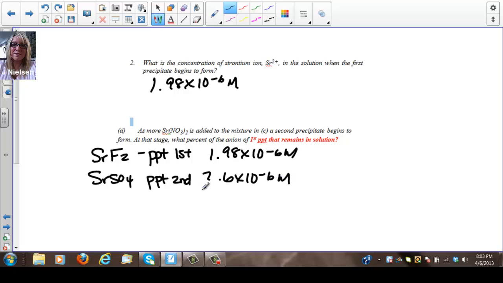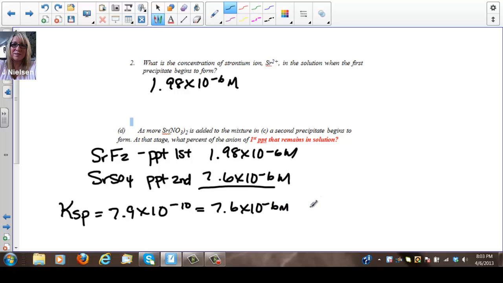So, using the first expression, or the Ksp of the SrF2, you have 7.9 times 10 to the minus 10. That was the Ksp of SrF2 equals, now you're going to put this in, 7.6 times 10 to the minus 6 molar times x squared.